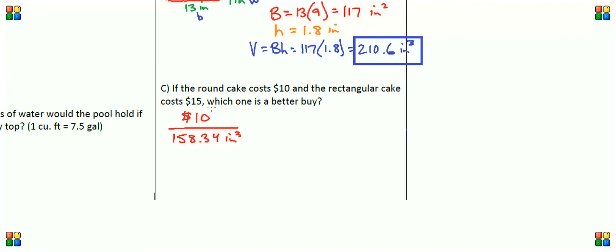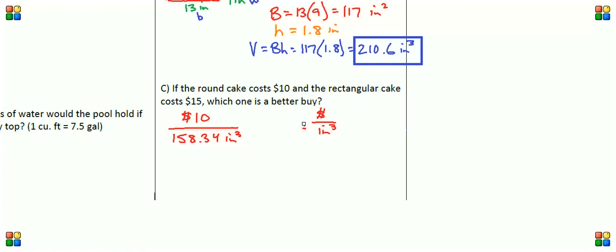Now the question might come up, Mr. Z, how do you know to put the $10 on top and the 158.34 on bottom? And the reason I know that is because I know when I get my final answer, I want to know how much does it cost, which is in dollars, per cubic inch. If I put it the other way around, it'd be saying how many cubic inches are there in a dollar or in a certain amount. And I don't want to do it that way. I want dollars per cubic inch. That means I put dollars on top and cubic inches on bottom. Let's go ahead and put this in our calculator.